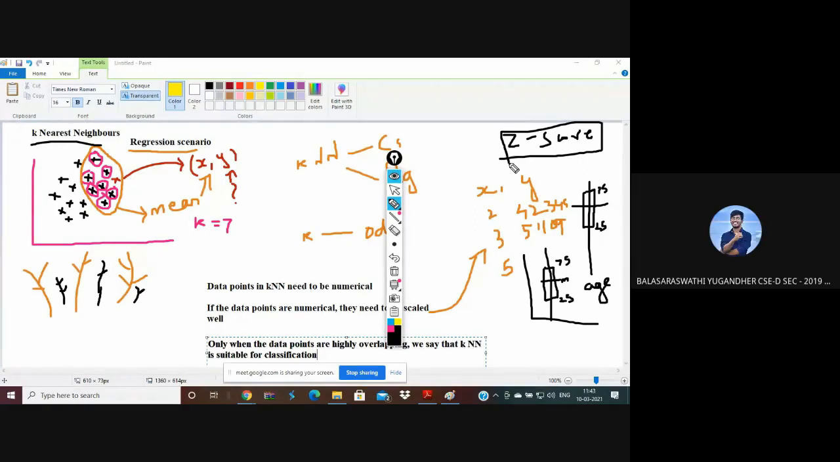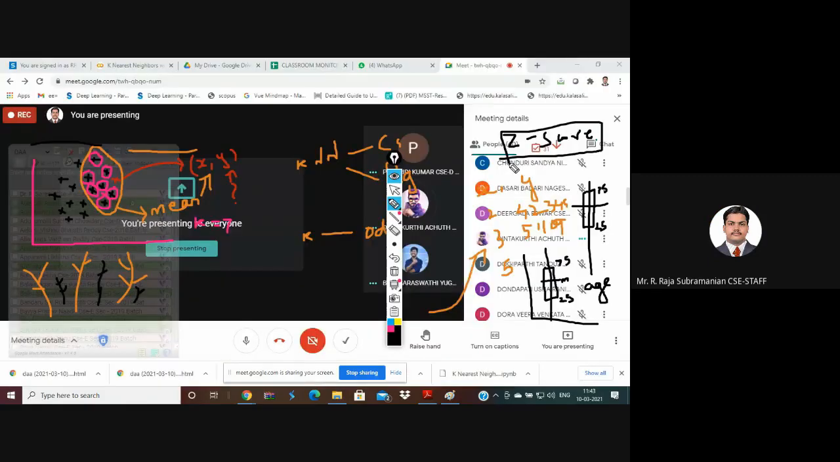Rather than fixing any threshold, by using Gaussian distributions we can detect outliers. Yes. Now we'll plan a separate class for outliers also.